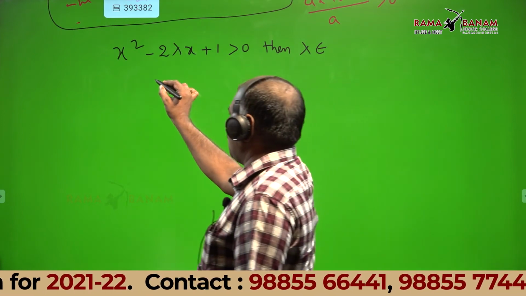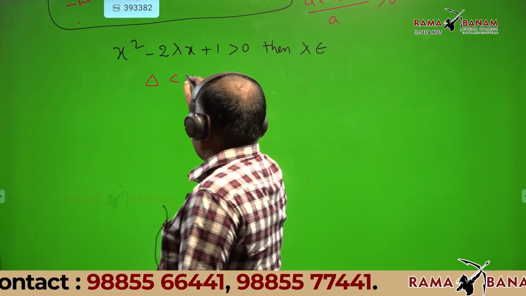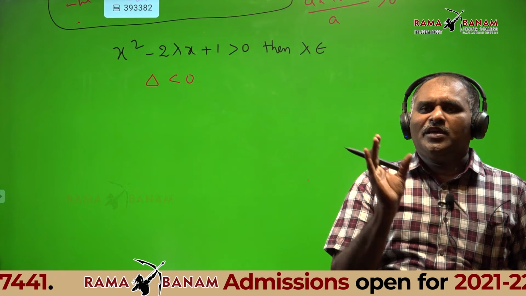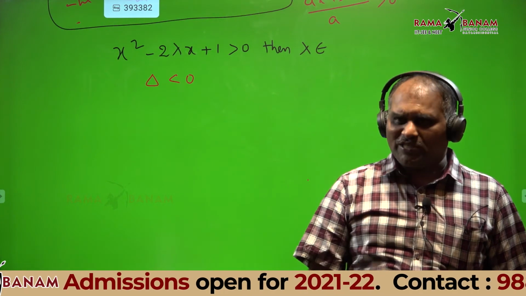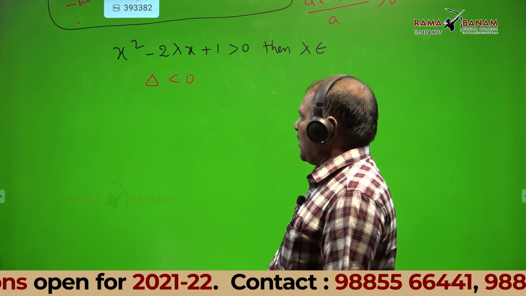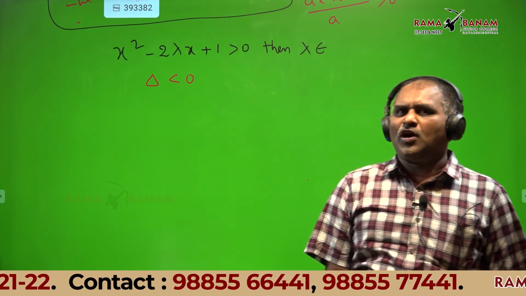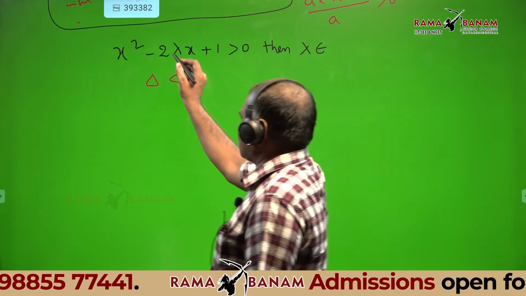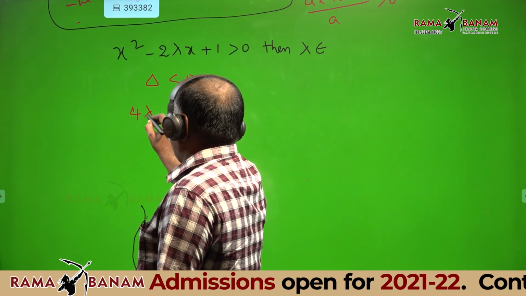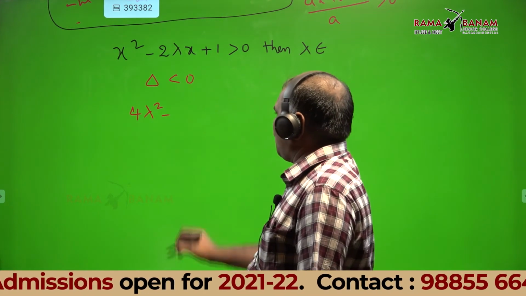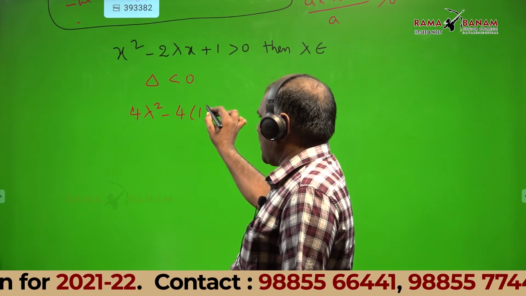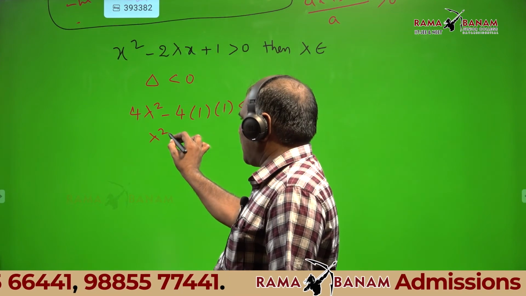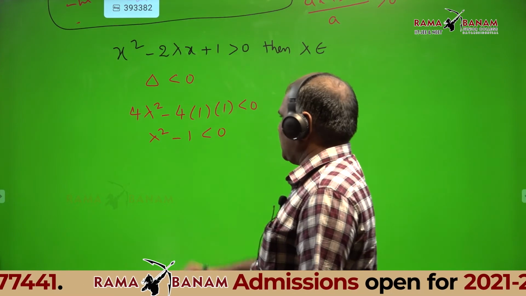Discriminant less than 0, because the quadratic is positive, meaning a and delta have opposite sign. Therefore, delta less than 0. What is the delta formula? b square minus 4ac. Very good. B square is 4 lambda square, minus 4ac, which is 4 into 1 into 1. It's less than 0, so we get lambda square minus 1 less than 0.